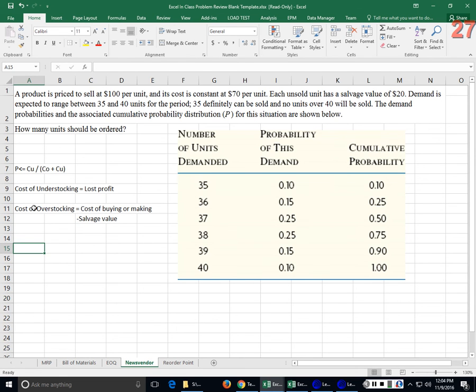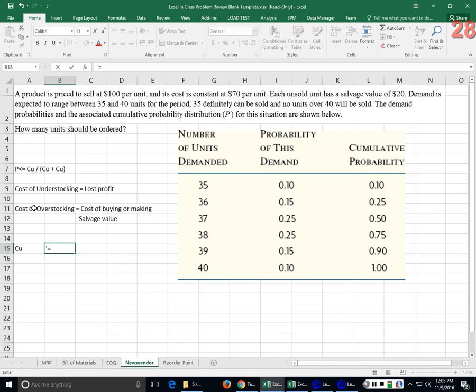So in this case, my cost of understocking, any lost profit I have. Ryan, I think we're to you. How would I figure lost profit in this? It says a product is priced to sell at $100 per unit and its cost is constant at $70 per unit. So lost profit is going to be what?